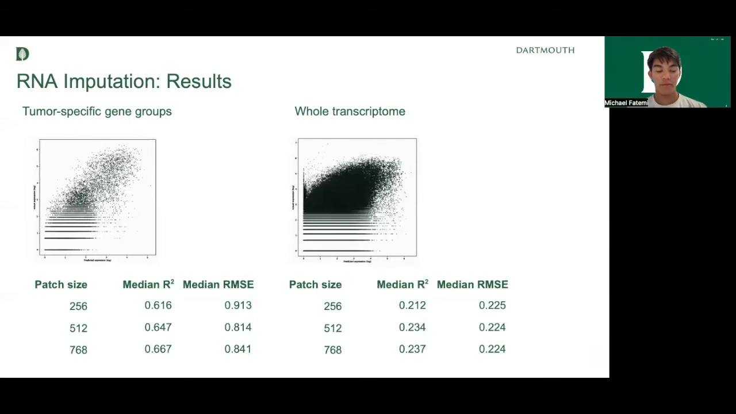Here are some results from the regression model, where we're predicting log transformed gene expression. As we increase the patch size for the tumor-specific gene groups, the median R-squared value increases and the median root mean squared error also decreases. For the whole transcriptome, once again, the changes are less noticeable, and that's likely because there are so many genes. The R-squared value does modestly increase, as well as the root mean squared error modestly decreasing as we increase the patch size. All of this data was from the validation slides when we used leave-one-out cross validation.